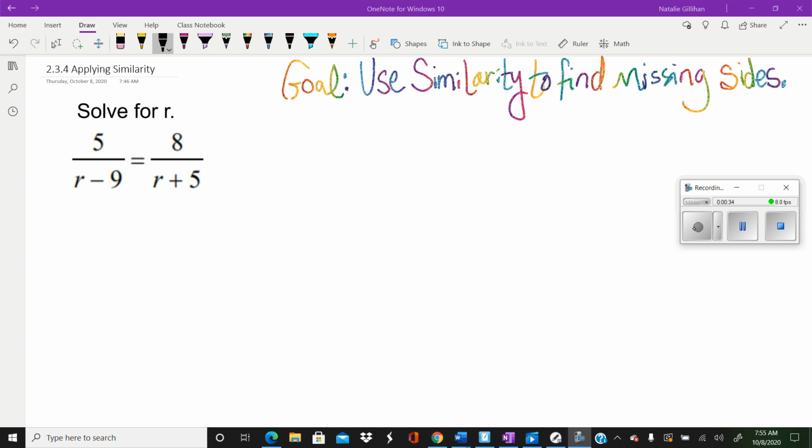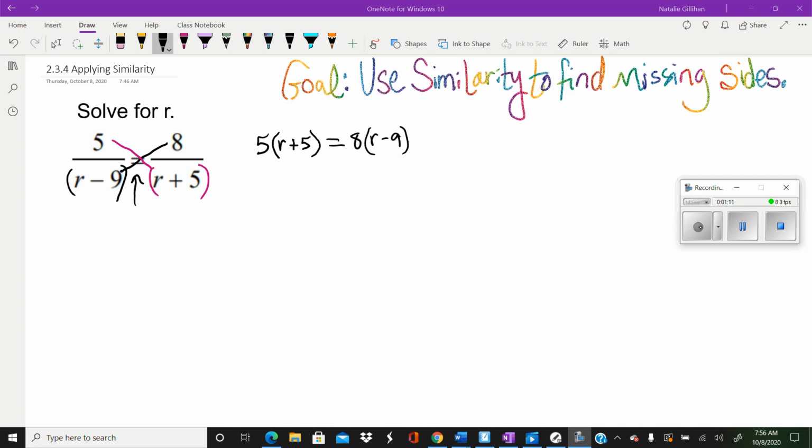So let's get going on a skill that we're going to need in order to be able to find missing sides. And you noticed in our last class that similar triangles often use ratios and proportions. And so we need to be able to solve a proportion. So in this case, we have a proportion which has an equal sign in between the two fractions. So we know that 8 times the quantity, r minus 9, is the exact same value as 5 times the quantity, r plus 5. So let's take a moment and write that as an equation.